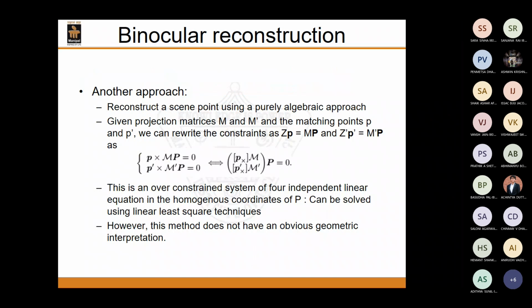Now, another approach by which you can do the reconstruction is this. Let's say P and P dash are the image point pairs, the correspondence point pairs that we have. Capital P is the 3D point, right? And let us assume M and M dash are my projection matrices. P is a point in the image here, and this capital P that you have is in the 3D coordinates.